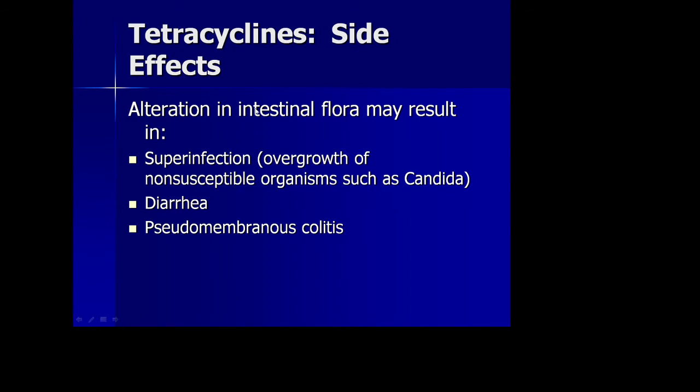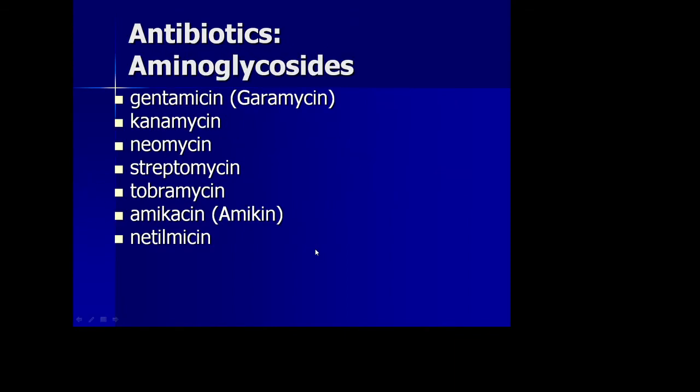So next is alteration in intestinal flora. It increases the chances of superinfections. Because it alters the immunity of the body, it also causes diarrhea and pseudomembranous colitis.